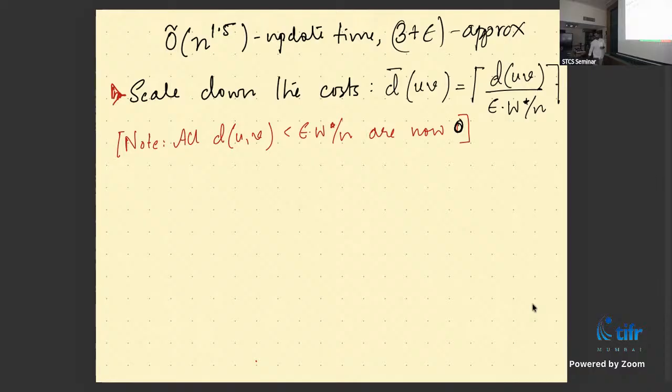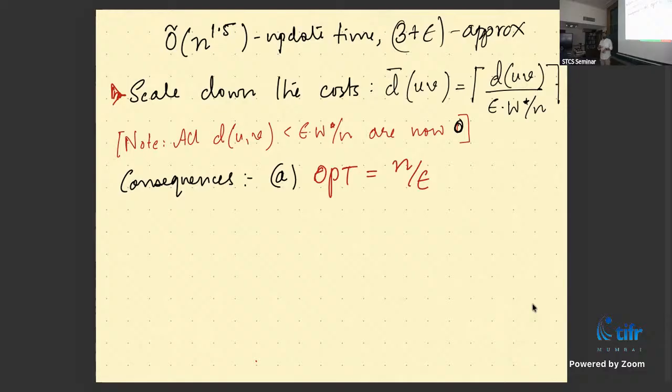Right. So, distances which are below this threshold, I assume that I just ignore them, make them zero. I assume that the costs are zero for them. Yeah, it does not hurt me too much. So what are the consequences? The first consequence is that the optimal solution is now n over epsilon.